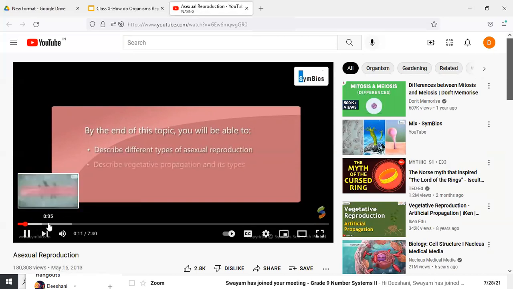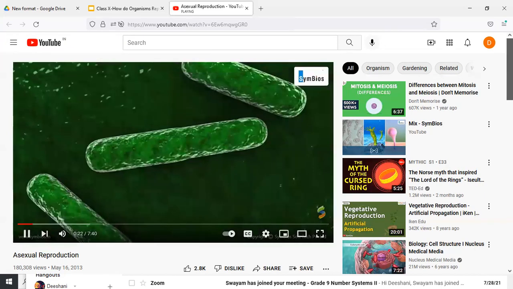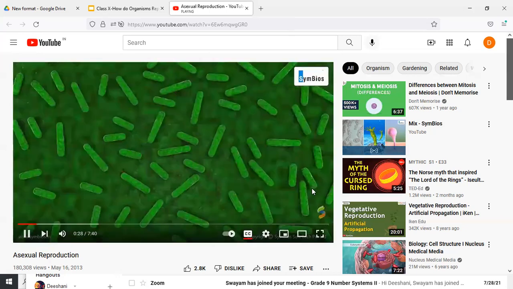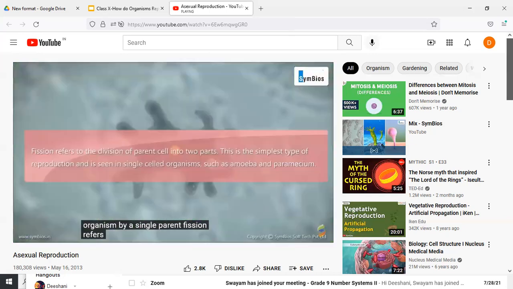Reproduction. Describe vegetative propagation and its types. Describe different methods of artificial propagation. Asexual reproduction is a form of reproduction that involves the production of a new organism by a single parent. Fission refers to the division of parent cells into two parts. This is the simplest type of reproduction and is seen in single-celled organisms such as amoeba and paramecium.